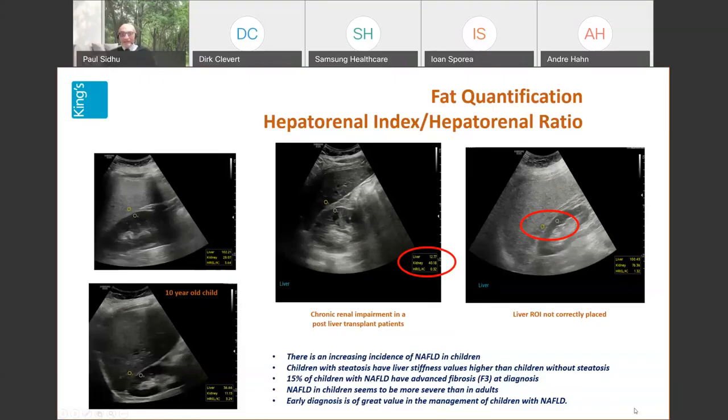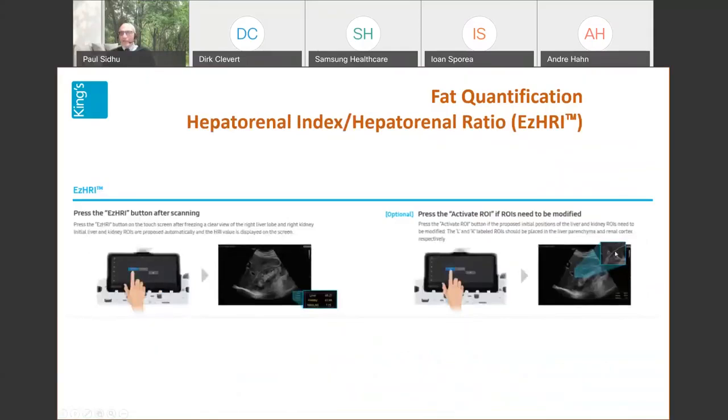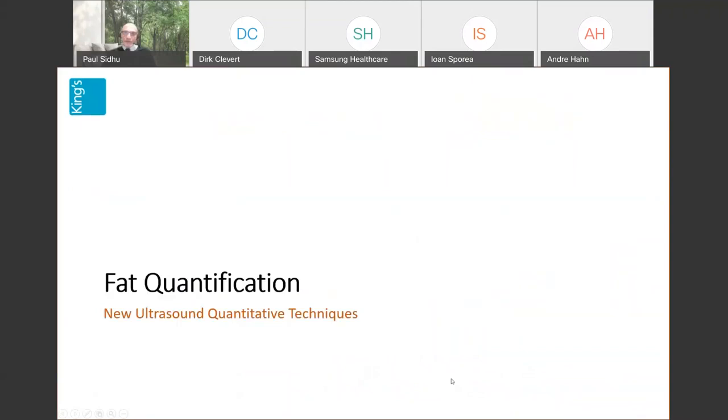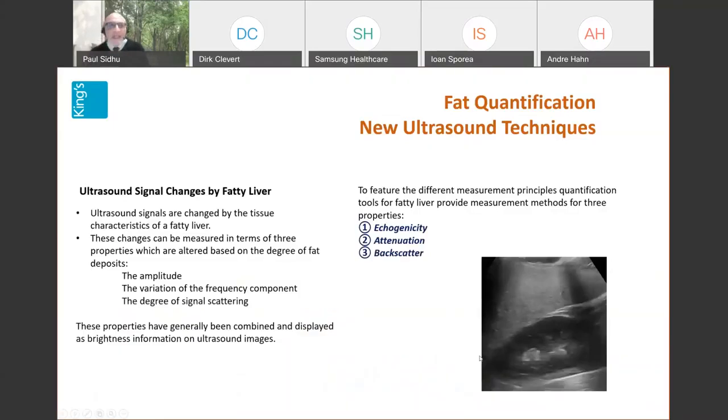And this is very easy to use. There is a button, and the second button will allow you to optimize where you put the regions of interest. So adding it into your ultrasound examination is a simple technique, and other machines are developing a similar sort of thing. But there are other techniques that you may use.